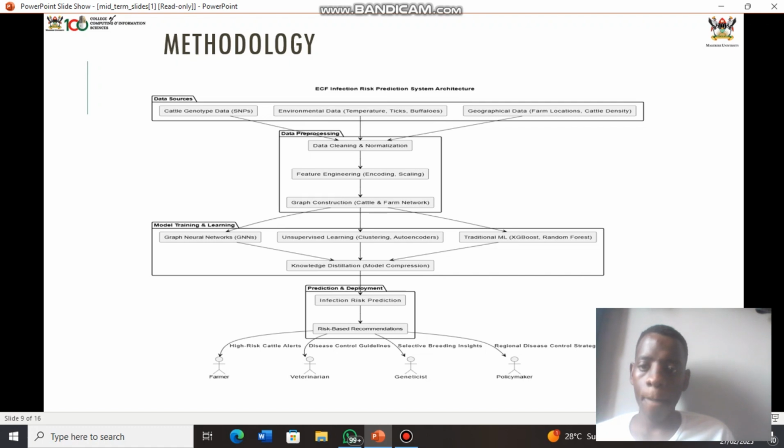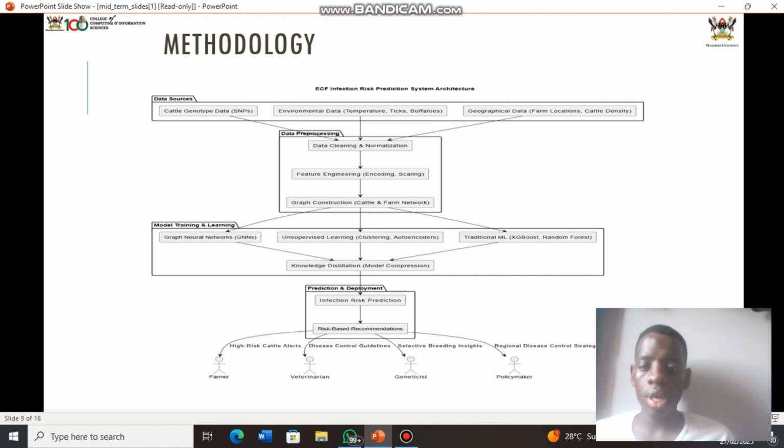Then we moved on to model training and learning. Graph neural networks were used as part of this, without forgetting unsupervised learning, which included clustering and autoencoders, and also traditional machine learning, which included random forest, decision trees, and XGBoost.